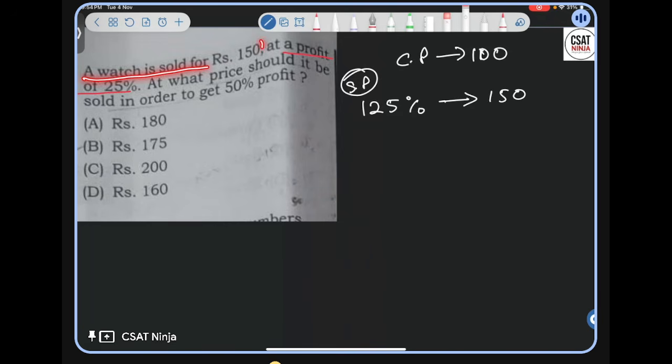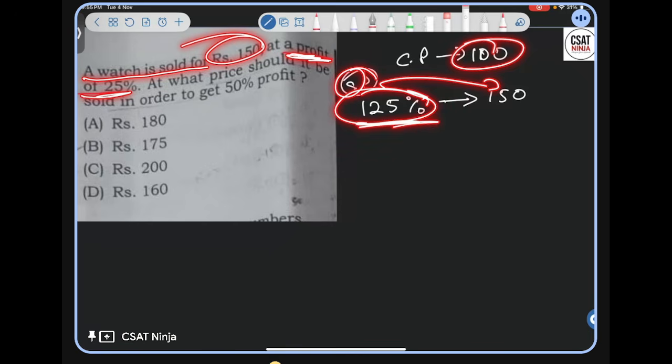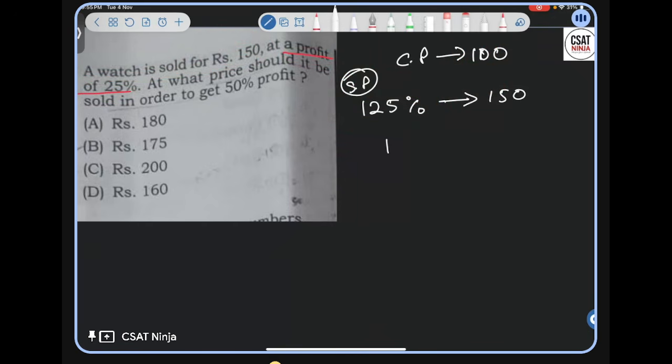A watch is sold for 150 rupees. That means selling price is given as 150. And it says profit of 25%. That means from 100, if there's a profit of 25%, it will be 125. So which means 1% will be how much? 150 divided by 125. Then what is asked?